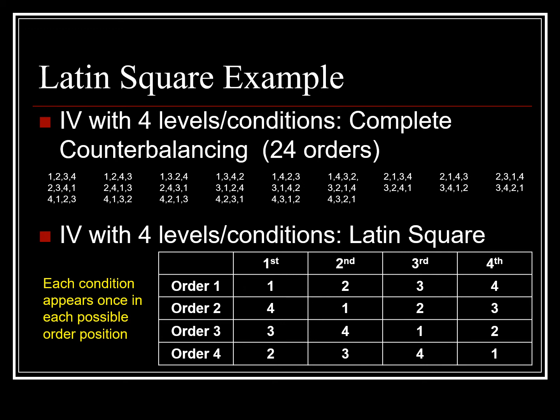So again, we have 4 conditions. The first one, you get 1, 2, 3, 4. The second one, you get 4, 1, 2, 3, then 3, 4, 1, 2, then 2, 3, 4, 1. Notice if you follow the diagonals, they are the same number. So along the diagonal, condition 1 appears in the first position, then the second position, then the third position, then the fourth position.